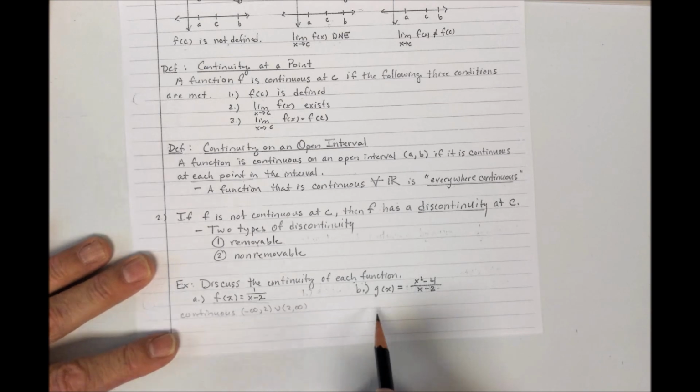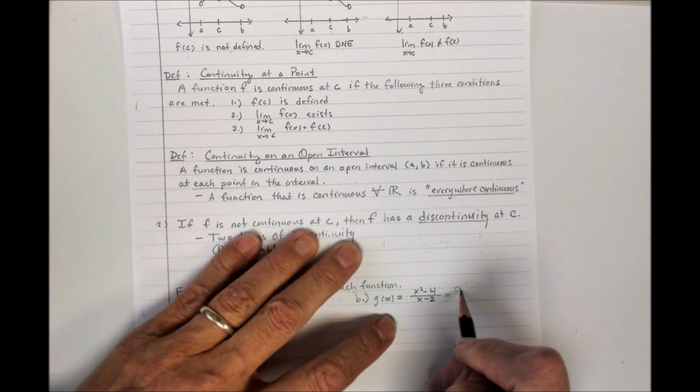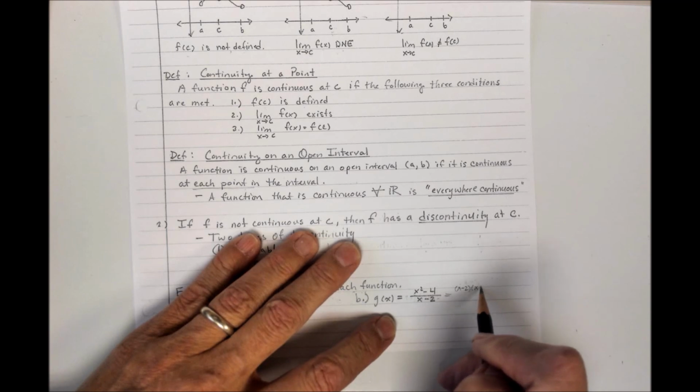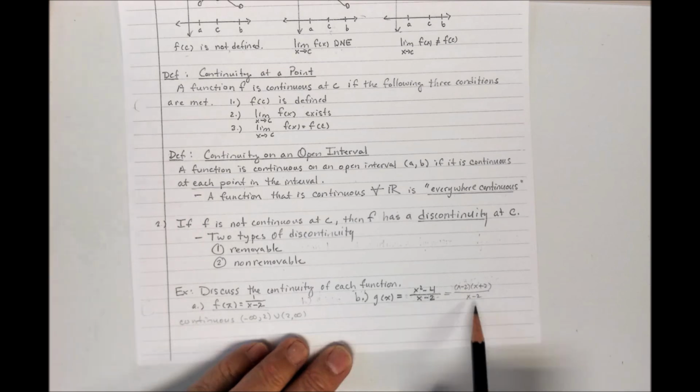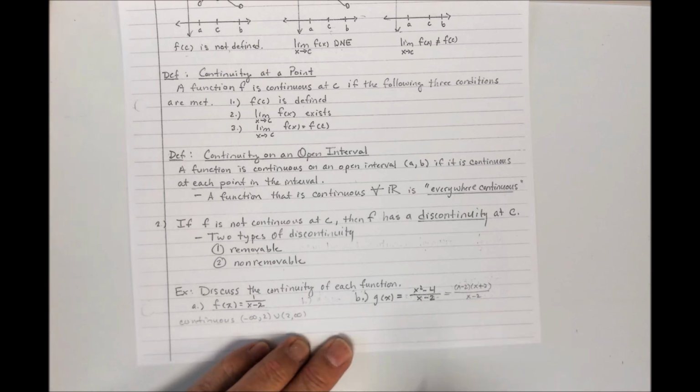Now, speaking of a hole in the graph, look over here. This is equal to x minus 2 times x plus 2 all over x minus 2. We do not have a vertical asymptote at x equals 2. We have a hole in the graph because 2 makes both the numerator and the denominator equal to 0. So we still have discontinuity at 2. We just have removable discontinuity at 2.